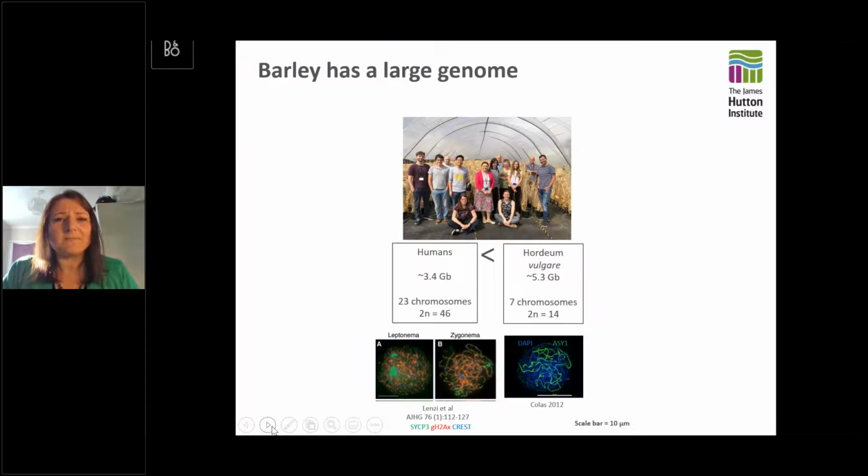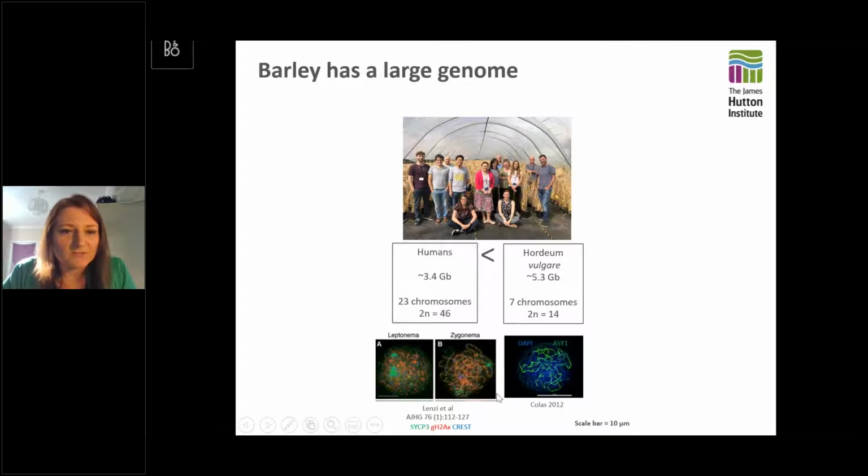If you look at the species in the front of this picture, the humans, we have a relatively large genome already. It's 3.4 gigabases, organized in 23 chromosomes, which is a bit of a special organization because we have 22 autosomes and then the sex chromosomes. If you look at the barley genome, it's almost twice as big as our genome, but it's organized in only 7 chromosomes. So the chromosomes are a little bit larger, and we have a lot of repetitive DNA in here as well.